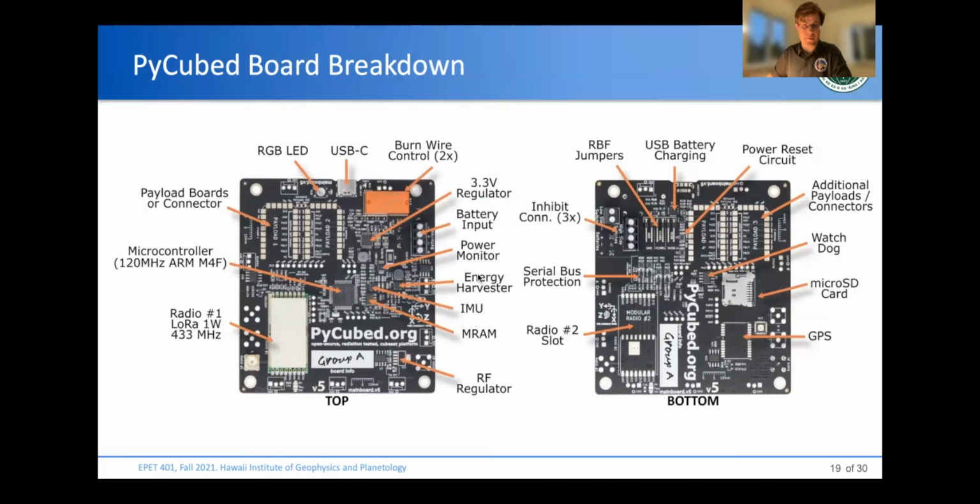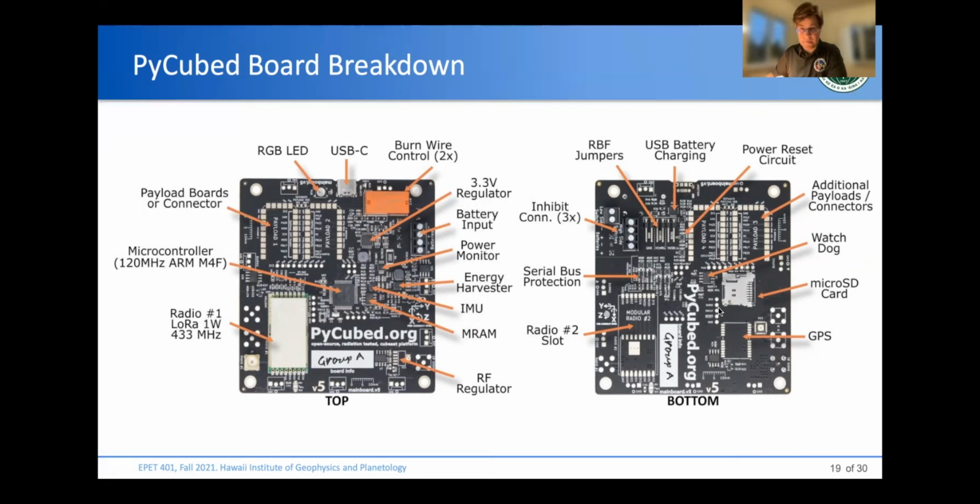And here's an overview of the different functions of the PyCubed. Again, here's the microcontroller right in the middle, the LoRa radio, which actually can be not just LoRa, but FSK. We have implemented FSK modulation in this radio, which we will be using. Here's some of the payload board connectors. Some of these are not populated, depending again on the mission and the capabilities. The battery input, the voltage regulators, the IMU, the inertial measurement unit, the RAM, MRAM is magnetic RAM.